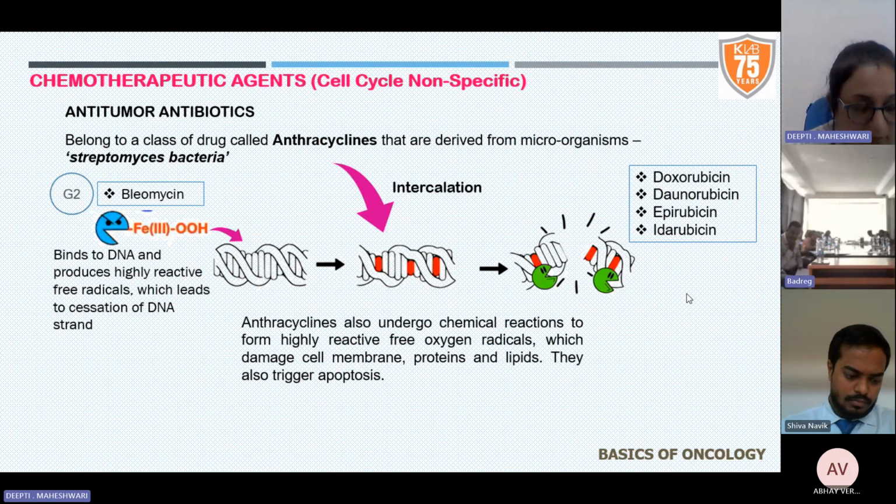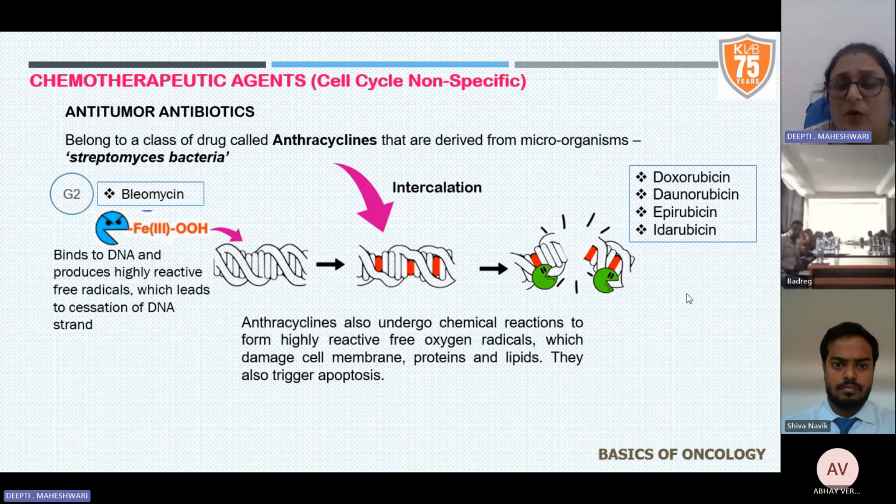That means the DNA strand gets damaged, and if the DNA strand gets damaged, DNA replication will not take place and cell mitosis does not take place. So because of this free radical which is generated, the DNA gets damaged.